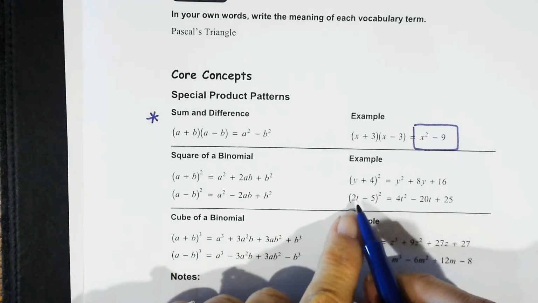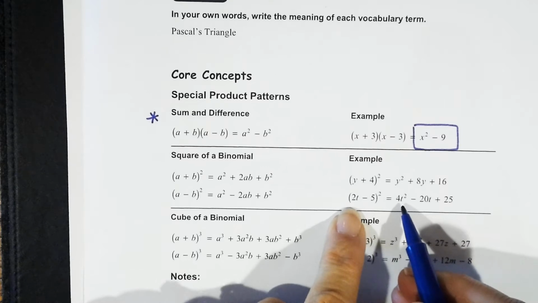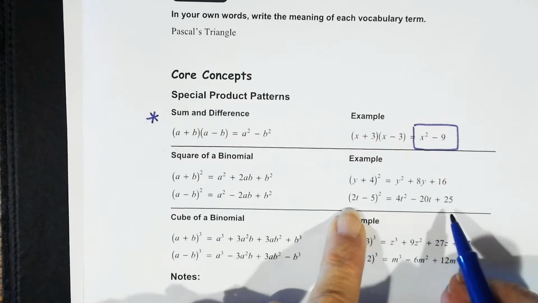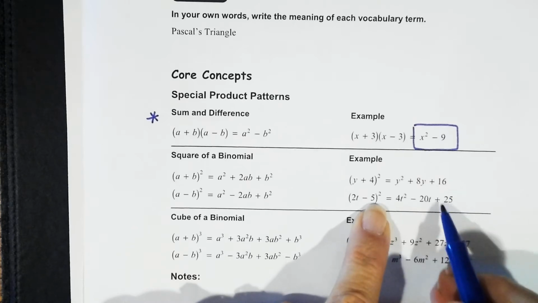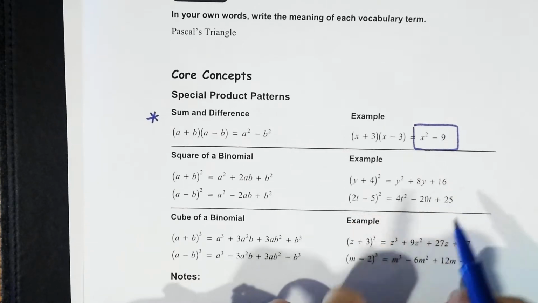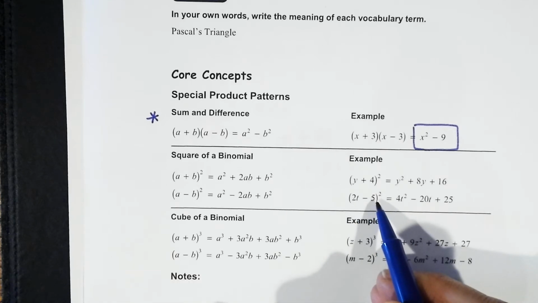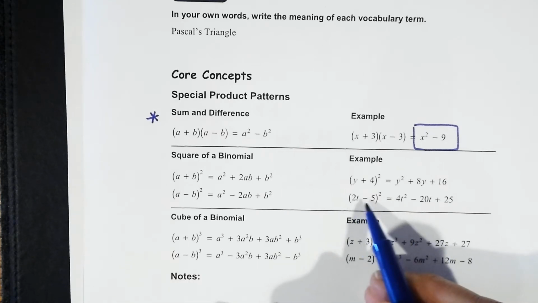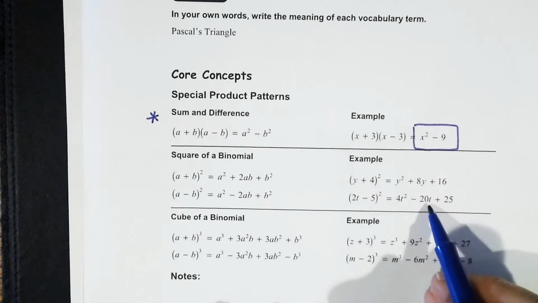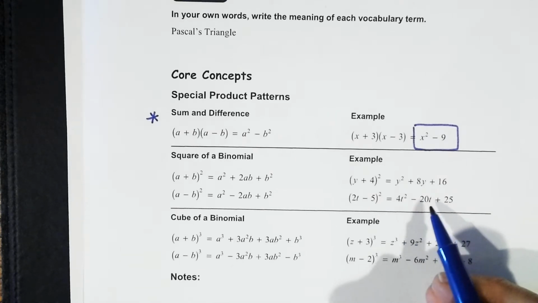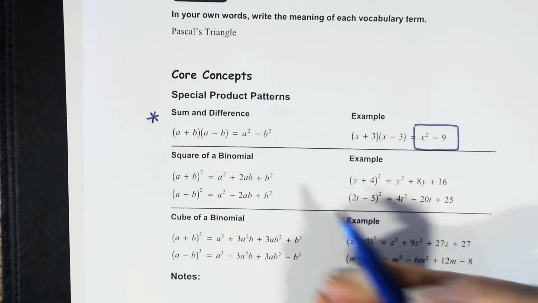If your first term is 2t, then squaring that will give you 2t times 2t, or 4t squared. The last term will be negative 5 times negative 5. That's 25. And in the middle, it's 2 times 2t times negative 5. So that's 4t times negative 5. That gives you minus 20t. And that's how you can use this pattern.